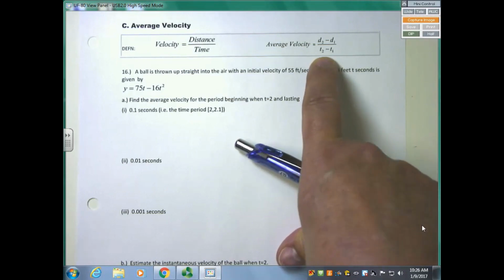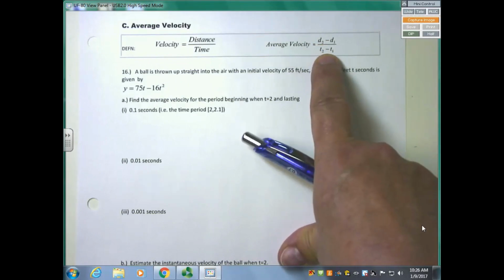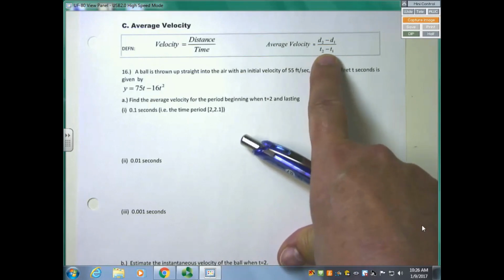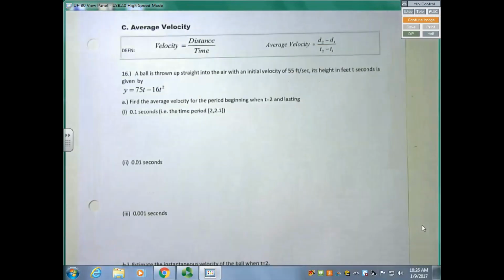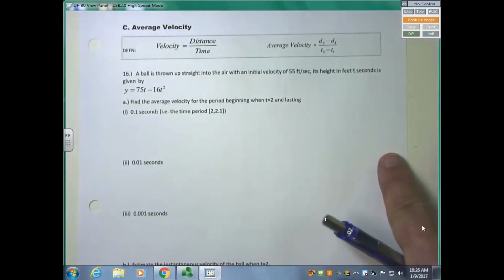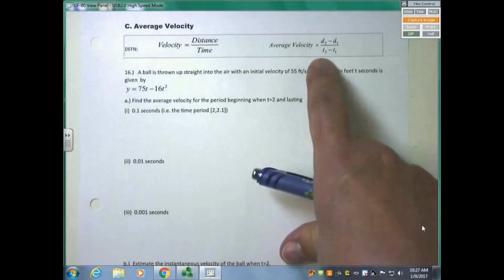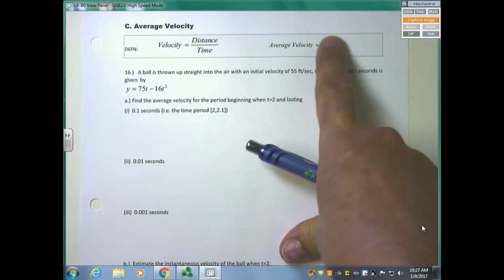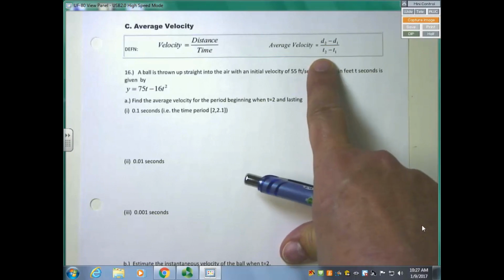Well, that is a slope formula. Okay? Distance would be like y2 minus y1, and the time would be like x2 minus x1. So that's a slope formula. Okay? So if we are looking for an instantaneous velocity and we don't know the distance, okay, then we're going to take the average velocity formula and zero in on that point like we just did with limits. Okay, so take a look at this problem.